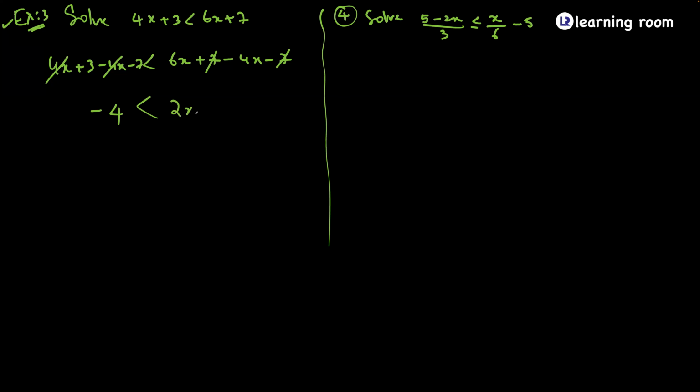6x minus 4x is going to be 2x. So what can you do here? Divide by 2 on both the sides. So minus 2 is less than x. Since you divide by a positive number, the inequality doesn't change. So x is greater than minus 2. So the answer will be minus 2 to infinity. That's the answer. Because here they didn't mention anything about integers, so it is going to be real numbers. So it is from minus 2 to infinity. Make sense? Right.